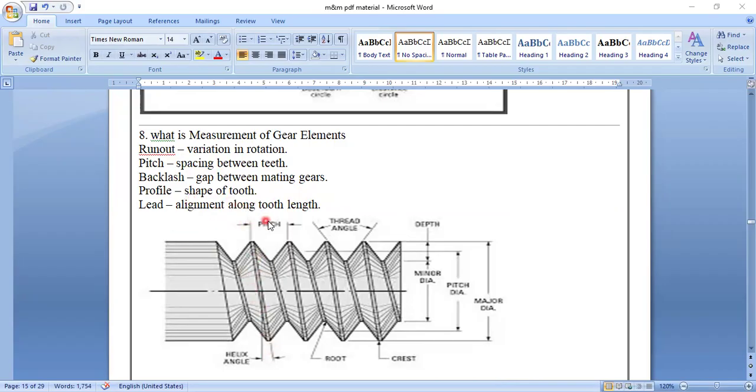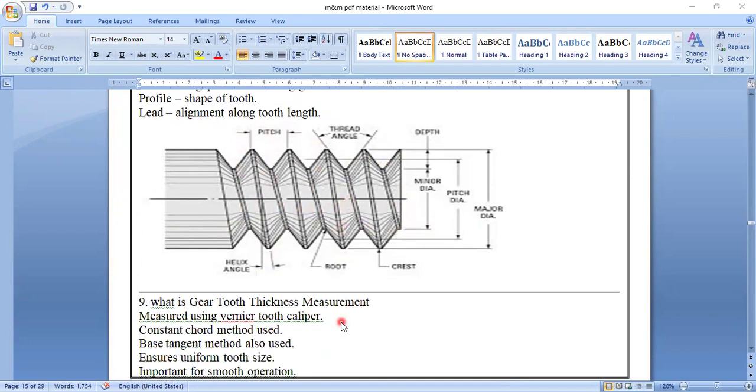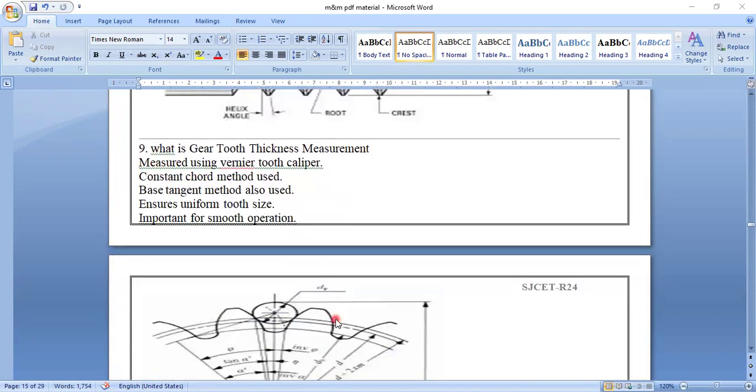Lead is the alignment along the tooth length. So this is the tooth length. What is the tooth length? Run-out is the variation in the rotation. So draw the diagram and explain any 2 to 3 of these things.